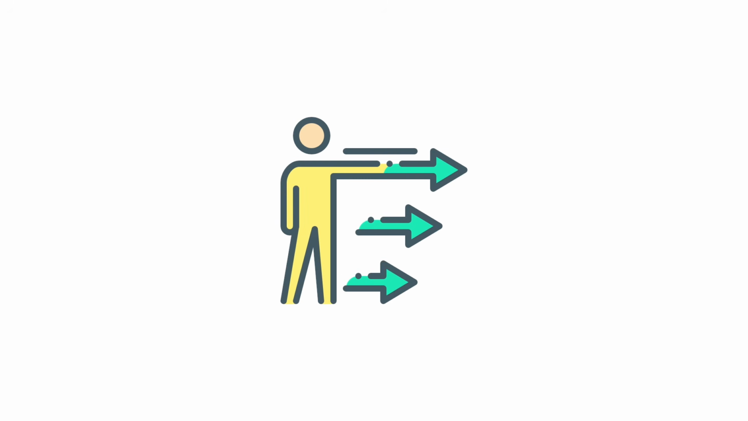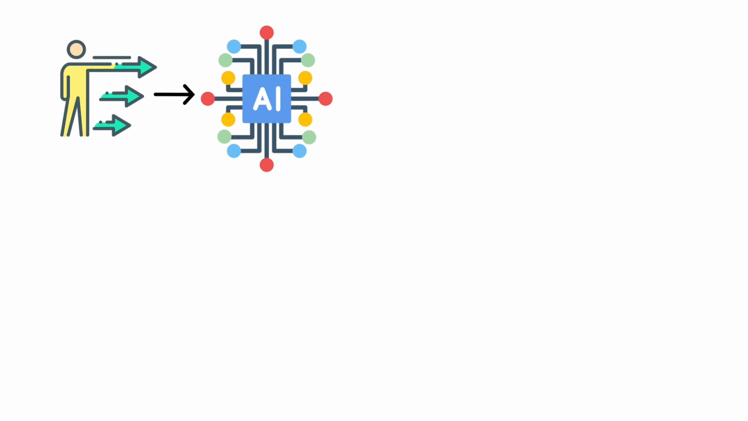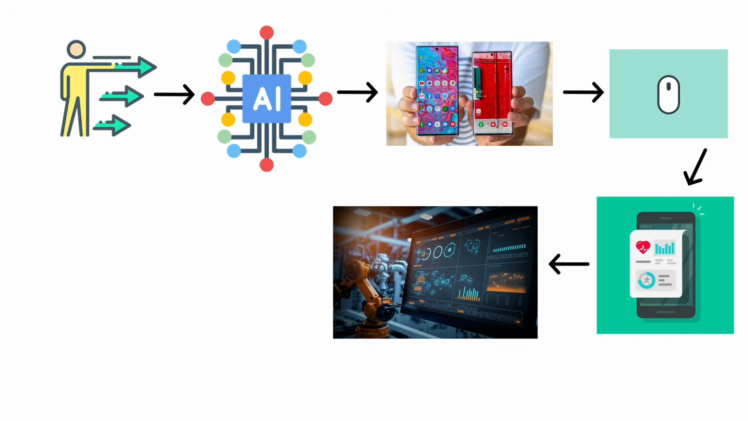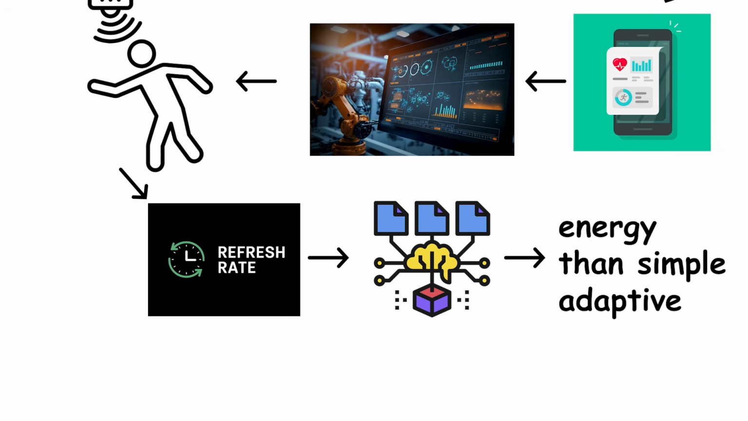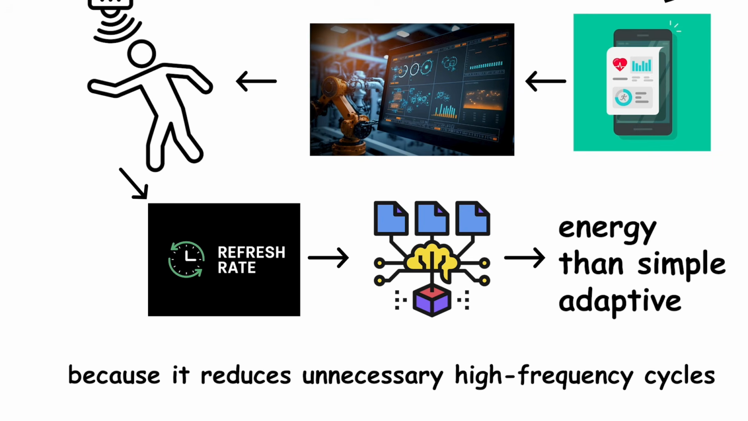One major direction is predictive refresh control using artificial intelligence. By analyzing touch patterns, scroll velocity, and on-screen activity, an AI-driven display controller can anticipate when motion will occur and raise the refresh rate only for those frames. This predictive method saves more energy than simple adaptive scaling because it reduces unnecessary high-frequency cycles.